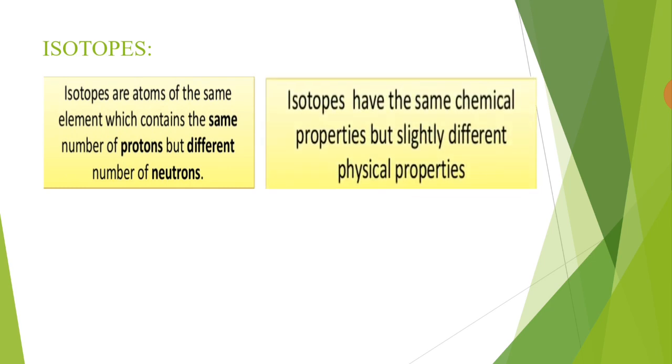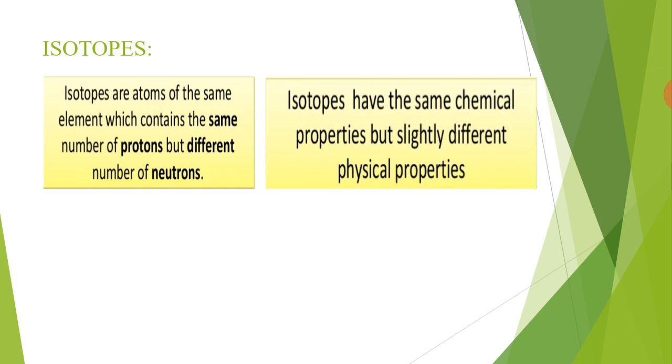Or we can say that isotopes have the same chemical properties but slightly different physical properties, because chemical properties of an element depend upon the number of protons and electrons. Neutrons do not take part in ordinary chemical reaction.